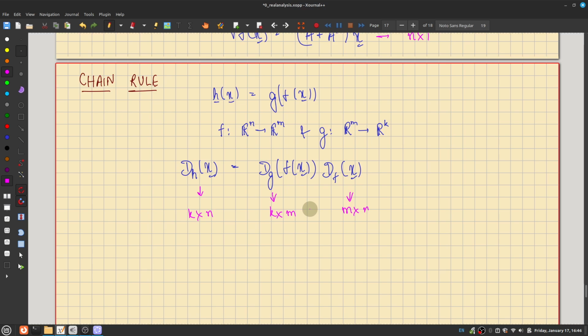So it's easier to describe the chain rule in terms of derivatives than it is in terms of gradients, because there's an easy way to see how the dimensions all match.